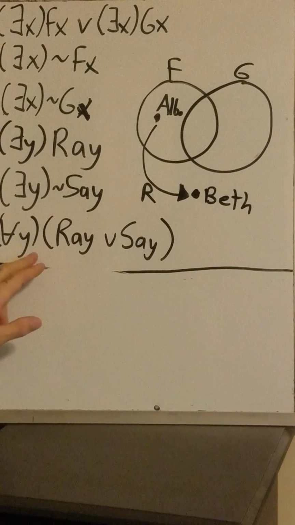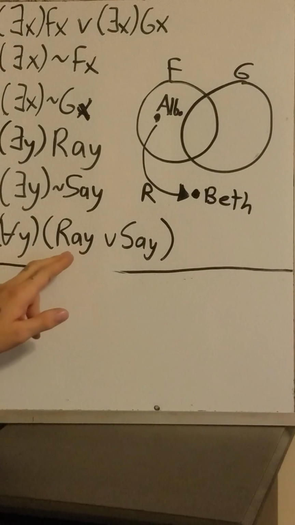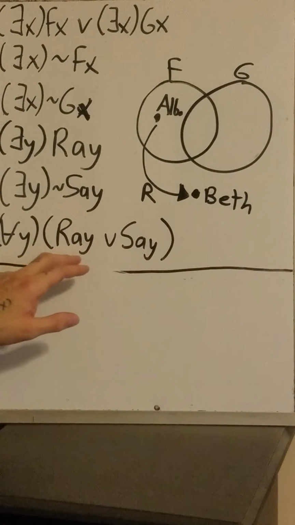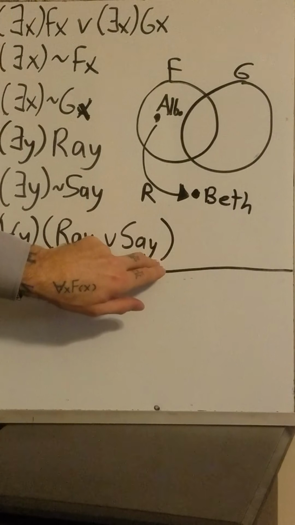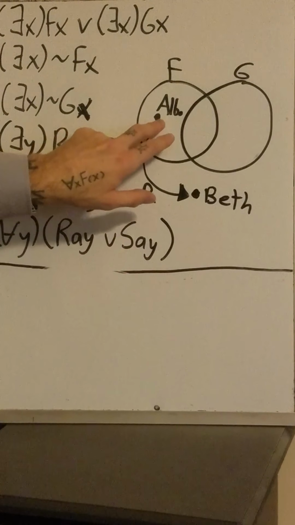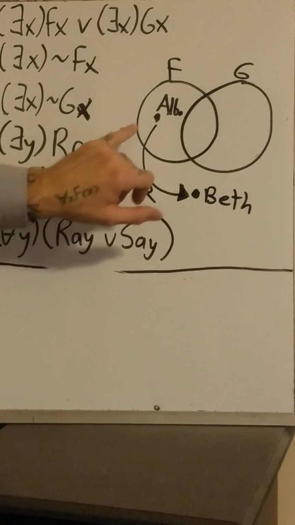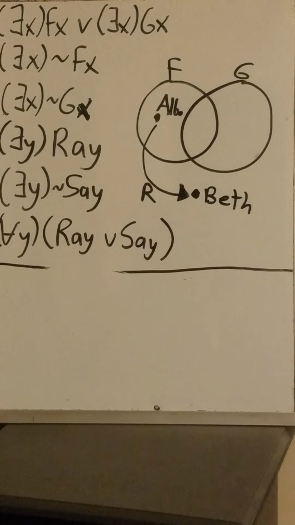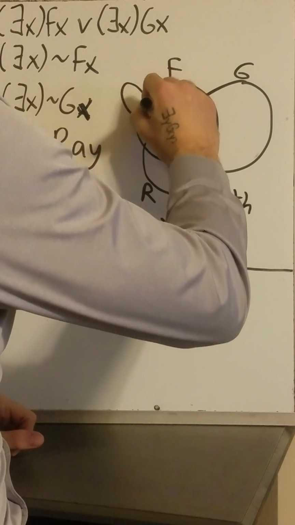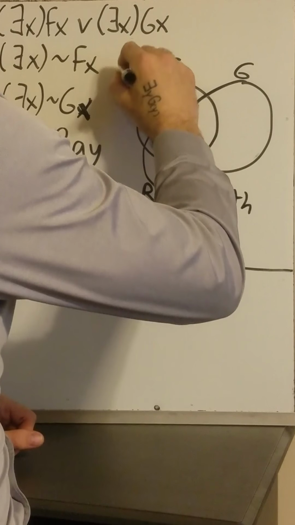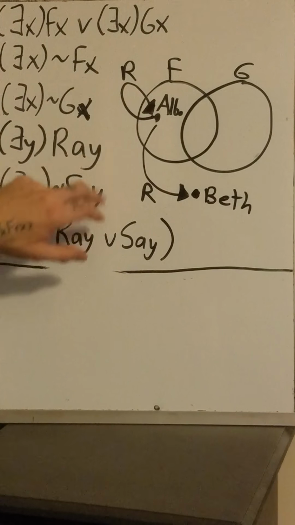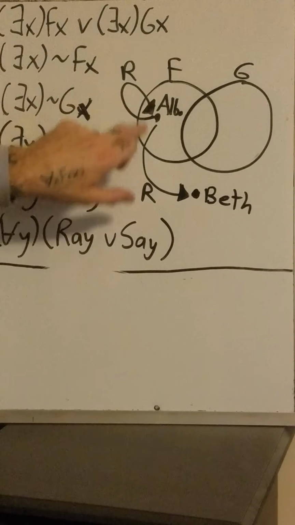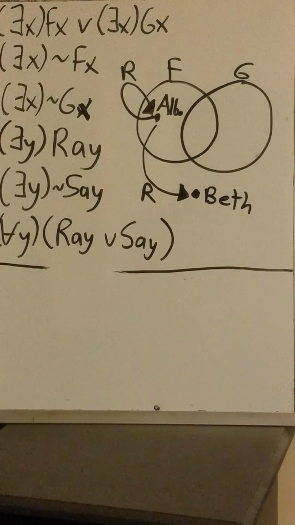So this says, for all Y, either Albert R's or S's them. So either Albert respects them or Albert sees them. Well, Albert respects Beth, and Albert needs to either R or S himself as well. So let's just do this. There we go. That makes that true. For all Y, Albert either R's, you know, respects or sees. So that's true about Beth, and it's true about Albert as well.